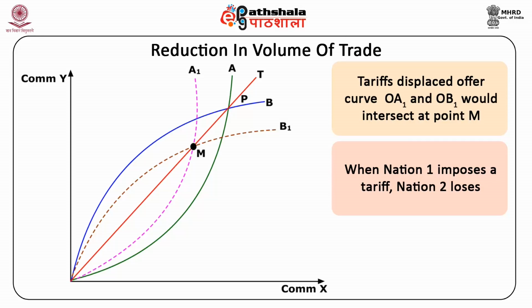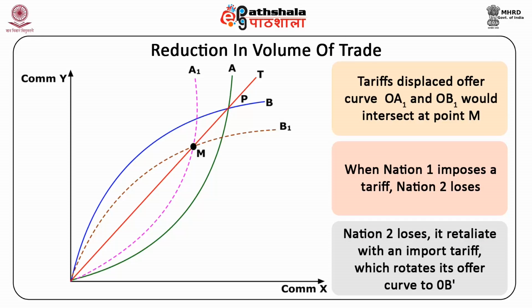When Nation 1 imposes a tariff, Nation 2 loses. The volume of trade of Nation 1 declines, but Nation 1's terms of trade improves. Since Nation 2 loses, it is likely to retaliate with an import tariff of its own, which rotates its offer curve to OB prime, giving the new equilibrium at M. Nation 2 has now recaptured all the loss in its terms of trade, but the volume of trade has shrunk considerably so that both nations suffer a welfare loss.